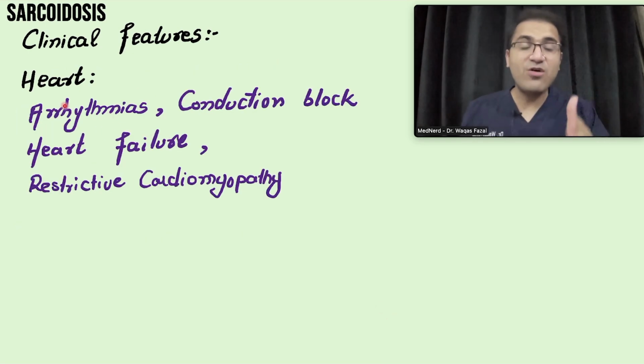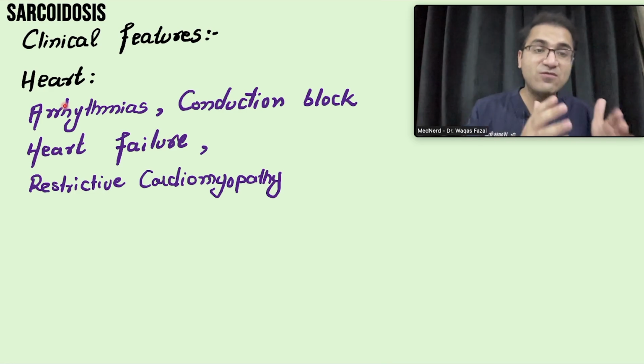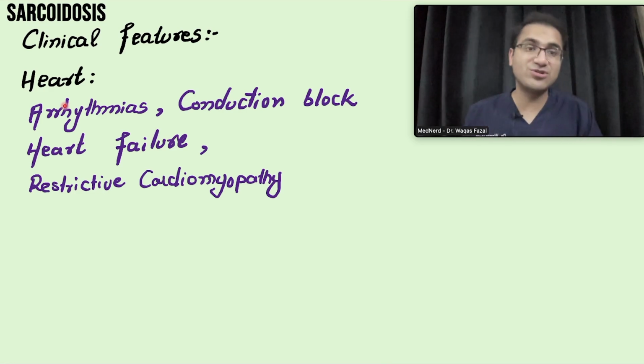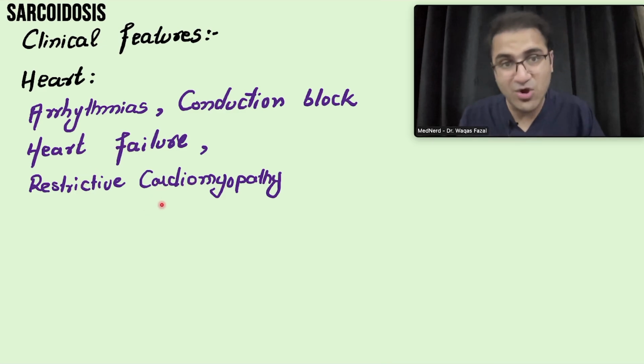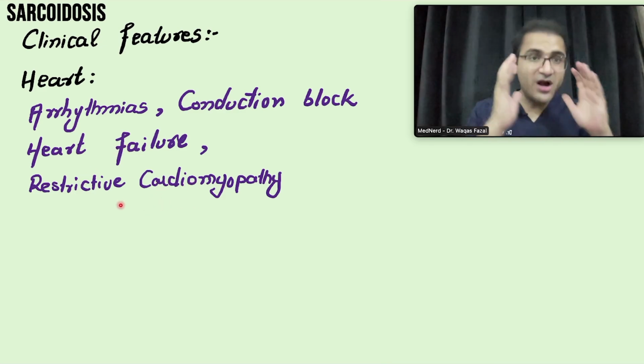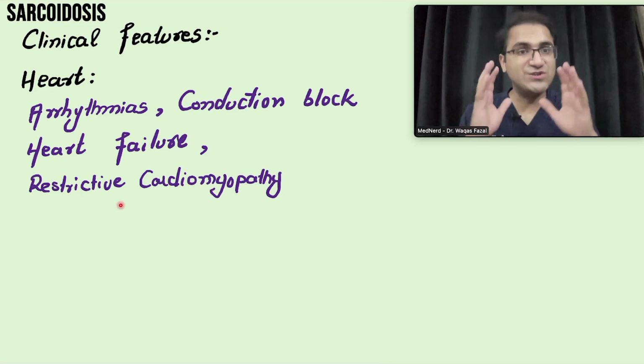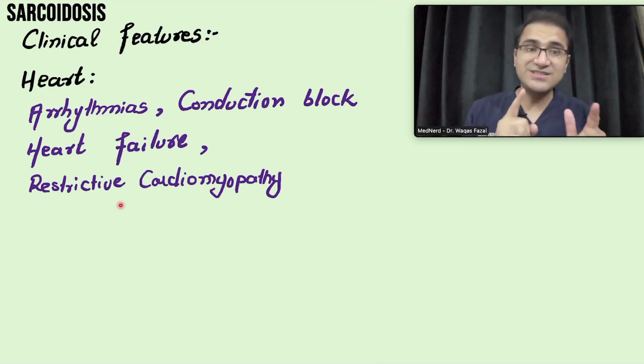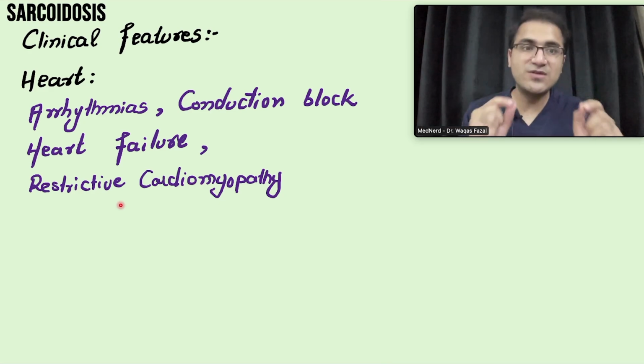It can also involve the heart, and involvement of the heart can actually be deadly for these patients. Remember, sarcoidosis can result in arrhythmia, conduction blocks, heart failure, and even restrictive cardiomyopathy. Remember, the heart involvement in sarcoidosis is very important. If the heart is involved, it can actually be lethal for these patients.